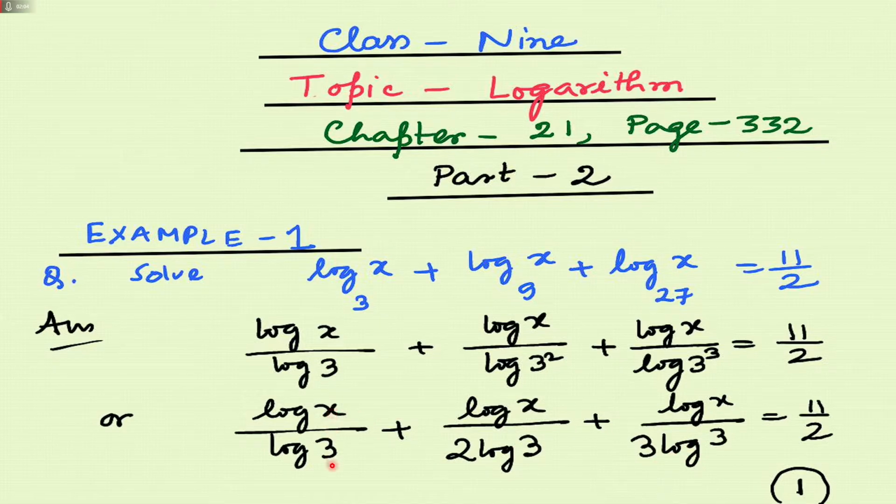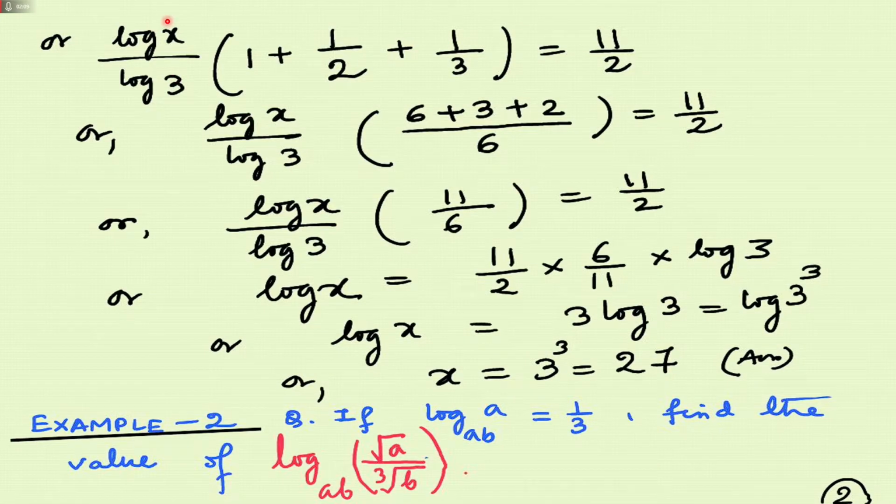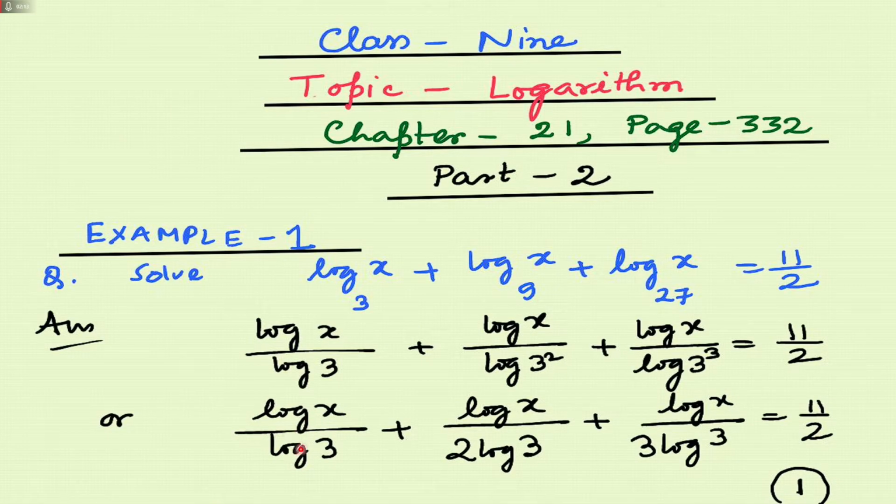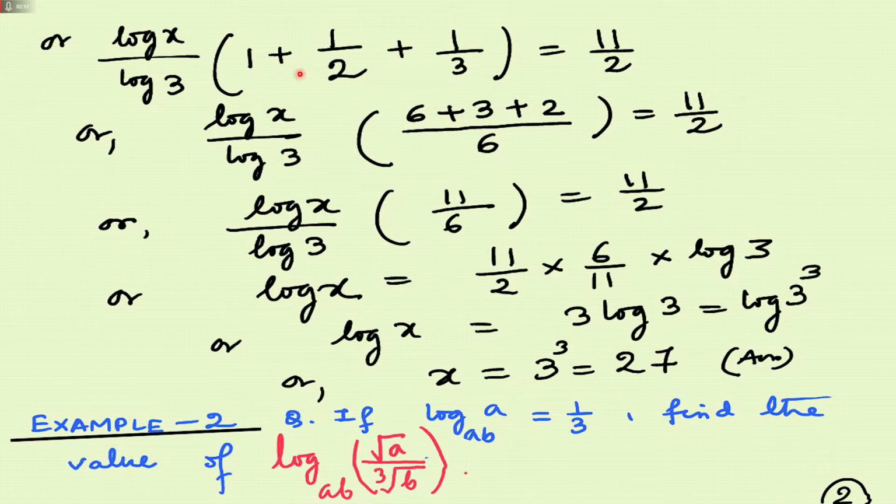Now this log x by log 3 you can take common, so I am taking common log x by log 3, and this will give you 1 from here, half from here and 1 by 3 from here. So after doing LCM, we will get 6 as LCM and it will give you 11 by 6. Log x by log 3 into 11 by 6 is equal to 11 by 2.